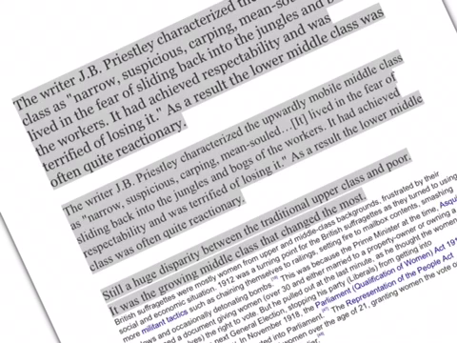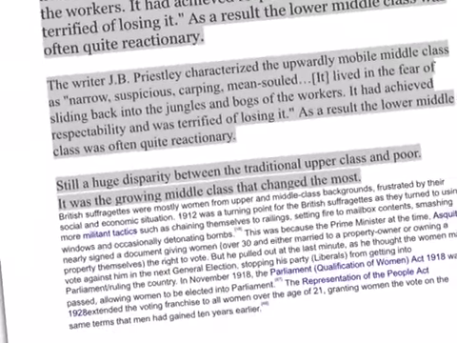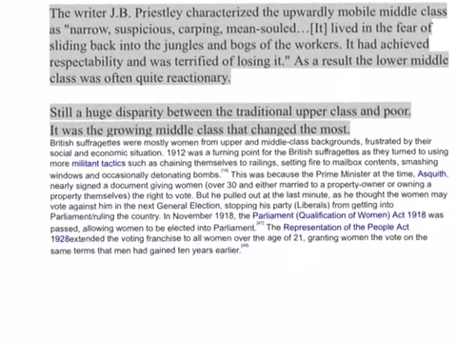Okay, now just to emphasise my point about what Priestley really thought about men like Mr. Birling, I found a fantastic quote here. Now, please bear in mind that in the play, the inspector is firm but fair with every character. But Birling in particular, he gets incredibly frustrated with and wound up with, and at one point actually shouts at Birling. Now, this is what Priestley said about people like Birling, people who were members of the upwardly mobile middle class, up here. The writer J.B. Priestley characterised the upwardly mobile middle class as narrow, suspicious, carping, mean souls.